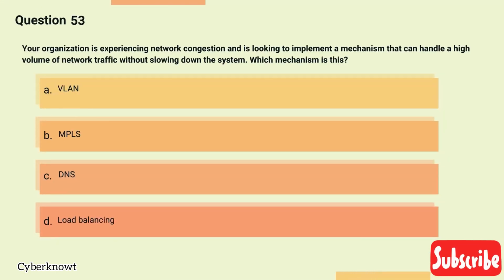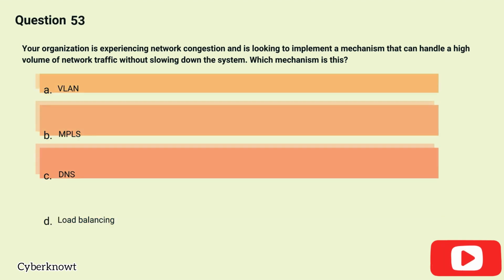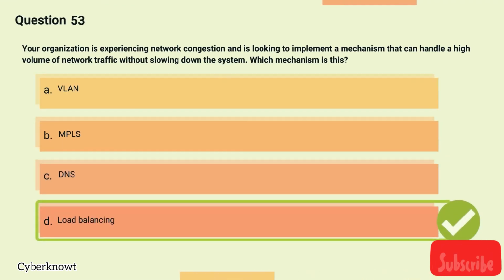Question 53. Your organization is experiencing network congestion and is looking to implement a mechanism that can handle a high volume of network traffic without slowing down the system. Which mechanism is this? Option A. VLAN. Option B. MPLS. Option C. DNS. Option D. Load balancing. The correct answer is option D.